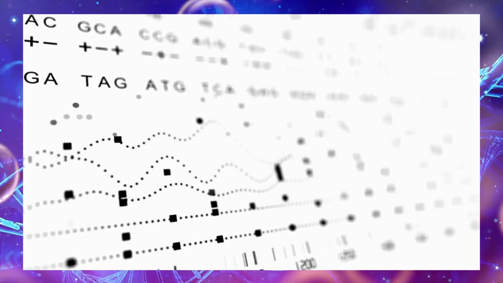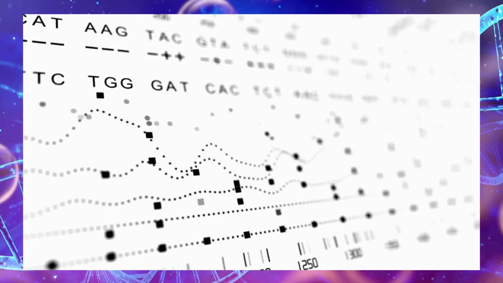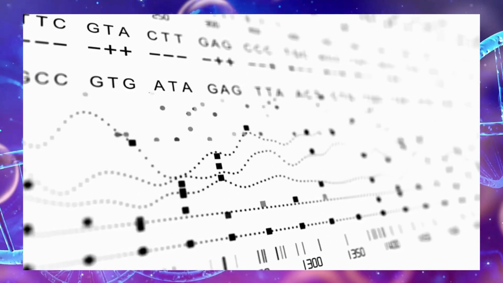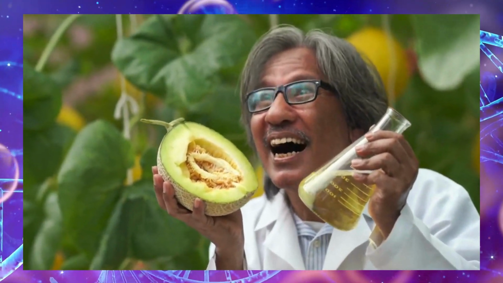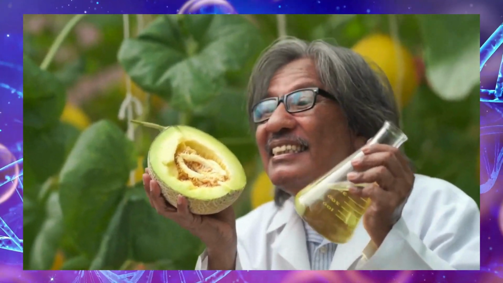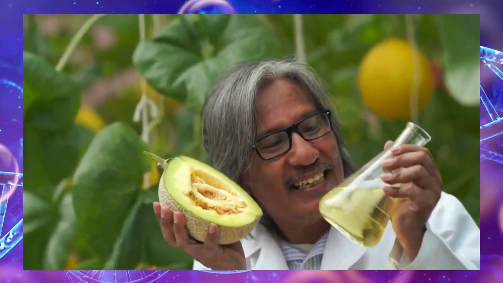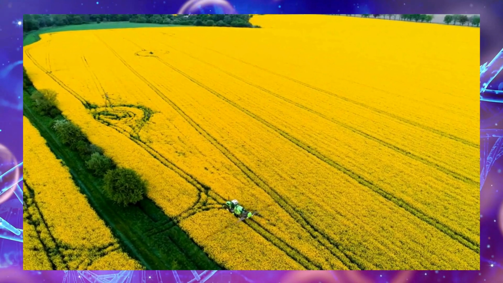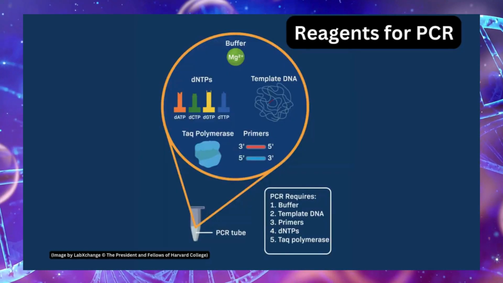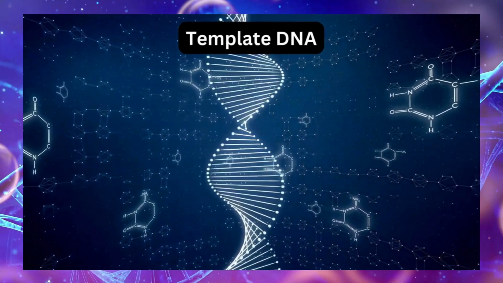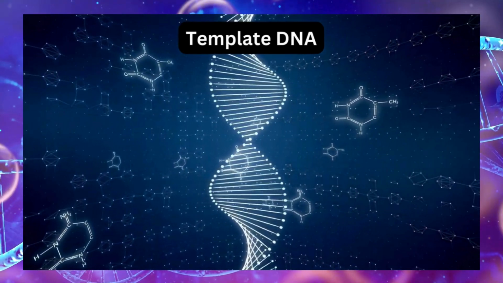In molecular biology, PCR is used for gene cloning, sequencing, and studying gene expression, making it fundamental in genetic and evolutionary research. PCR is applied to detect genetically modified organisms, study plant diseases, and improve crop breeding programs. The key reagents used in PCR are: DNA template contains the target DNA sequence to be amplified.